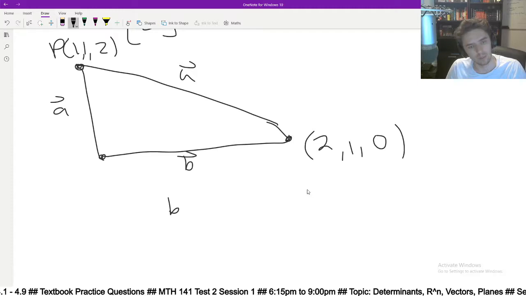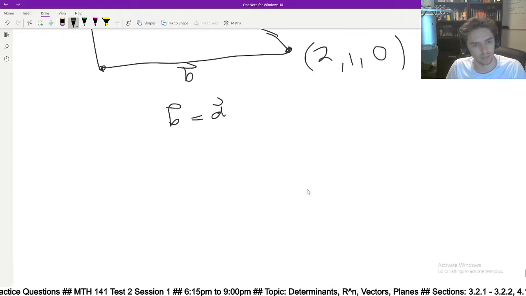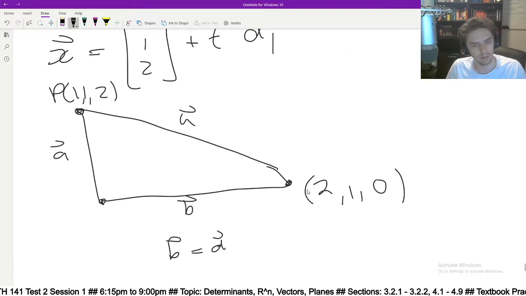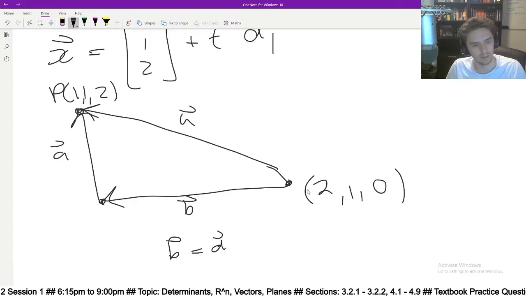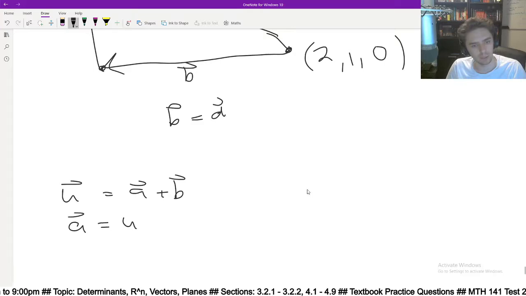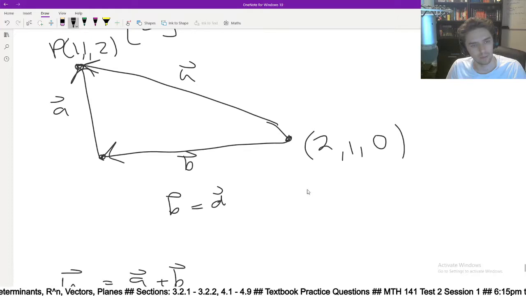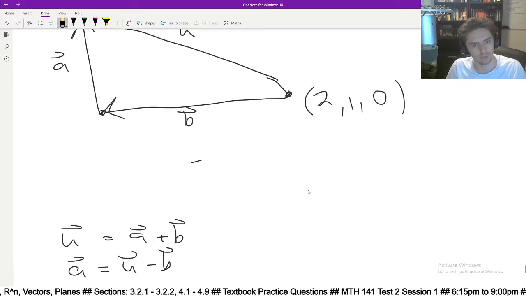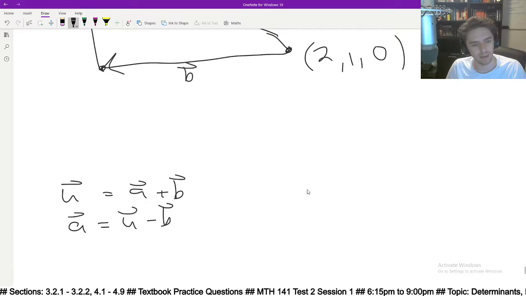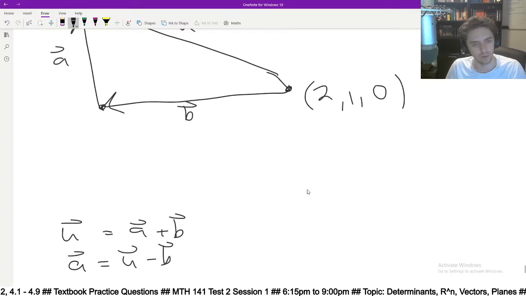First of all, we know that B equals the direction vector. We'll just keep that on the side. But one thing to notice is that U equals A plus B. So if we're just looking for A, A is going to be U minus B. Sorry, B is not quite there yet. Just rearranging this equation, A is U minus B.